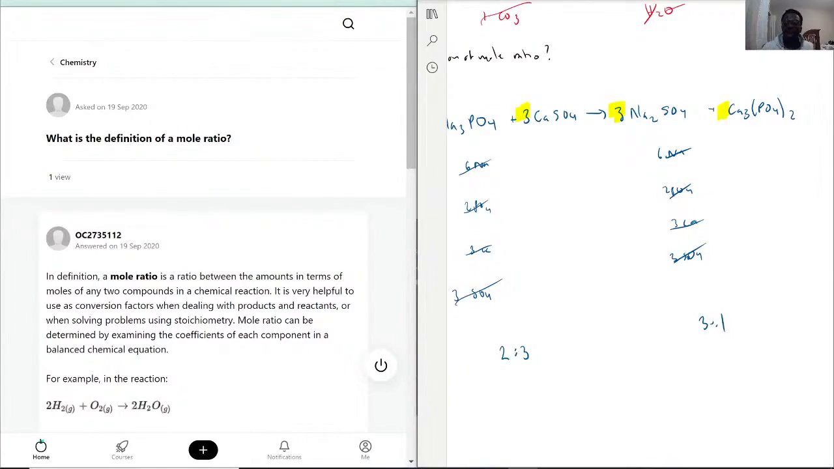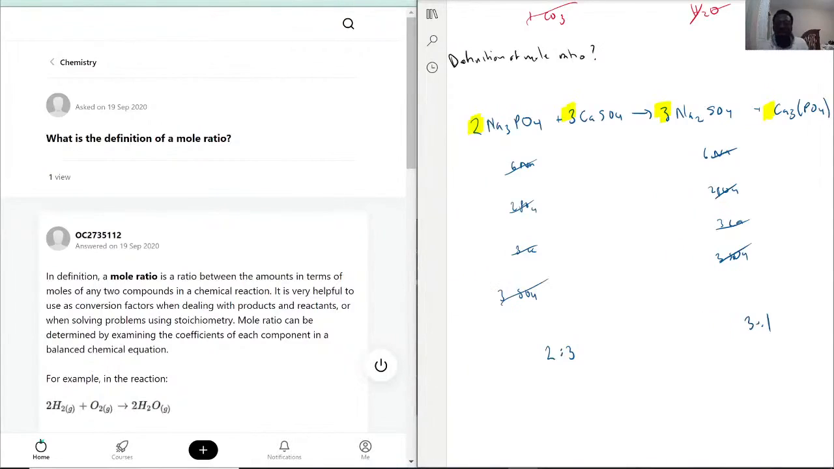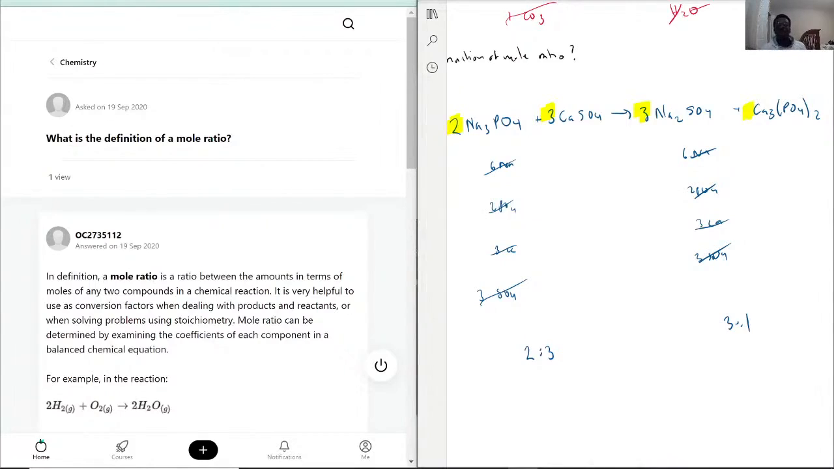So if you put it all together, going from products to reactants, you need only 2 moles of sodium phosphate and 3 moles of calcium sulfate to be able to make 3 moles of sodium sulfate and 1 mole of calcium phosphate. So it's kind of just what it's saying right here. It's just the definition of the mole ratio. It just helps you establish relationships. Especially when you're dealing with limiting and excess reagents, you know which one is the limiting and which one is the excess based on the mole ratio and how others compare to that mole ratio.